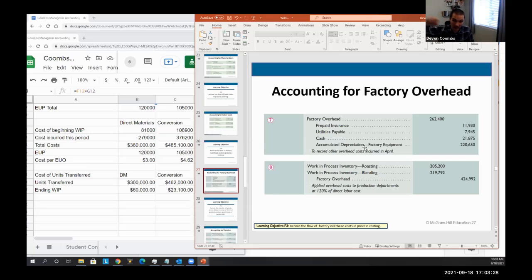We also get those bills after the fact many times. So we have to make an estimate up front. We make estimates when there's a timing difference between when we need the information and when we actually receive it.